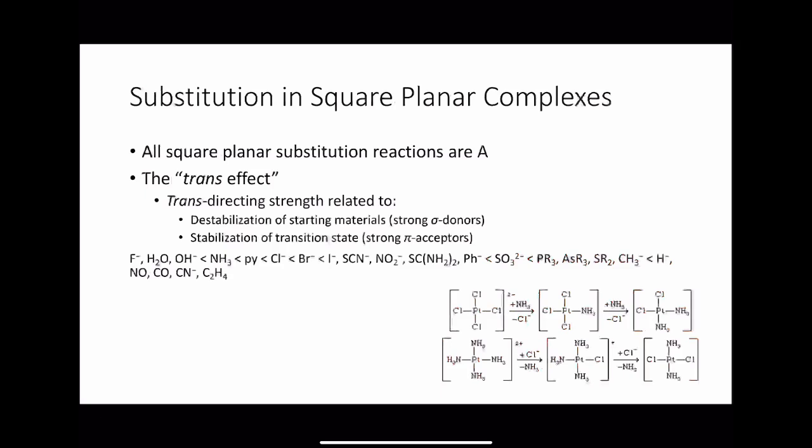So what can happen in those types of situations, if we have, let's say, 3 of these are L, and then we have a leaving group X. You can have some entering group Y that comes in and coordinates onto this top face. This will give us a 5-coordinate system that's square pyramidal.